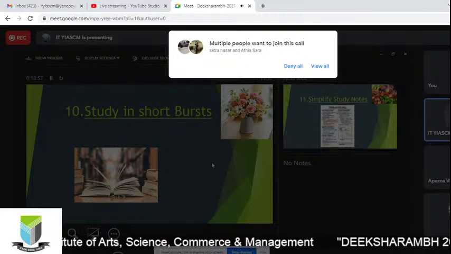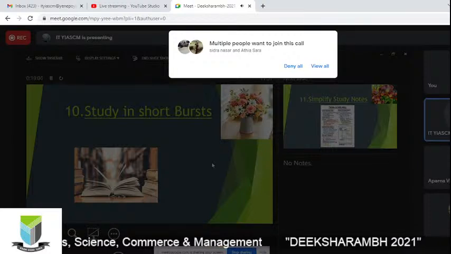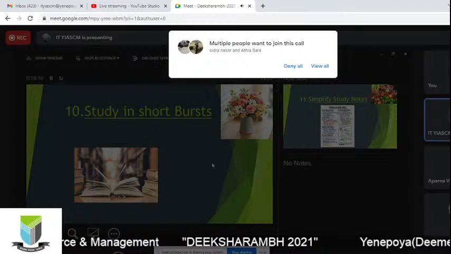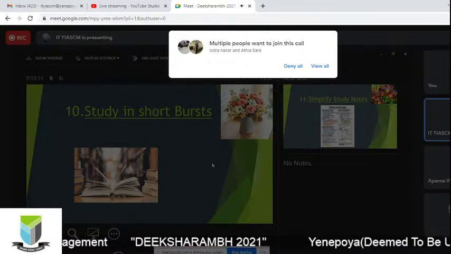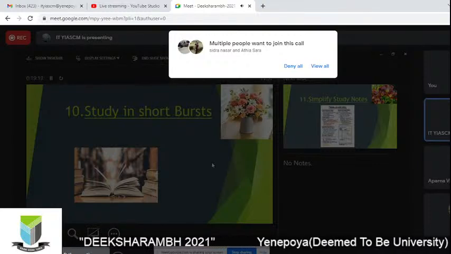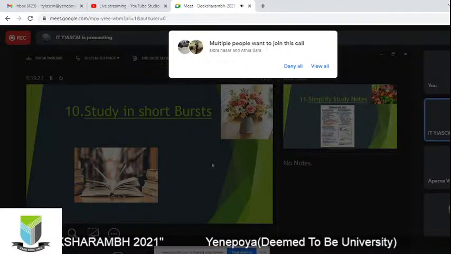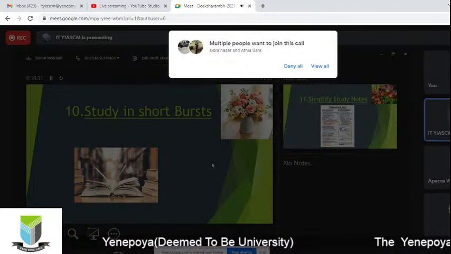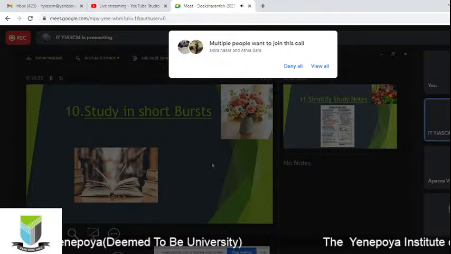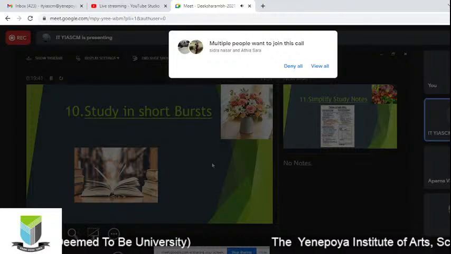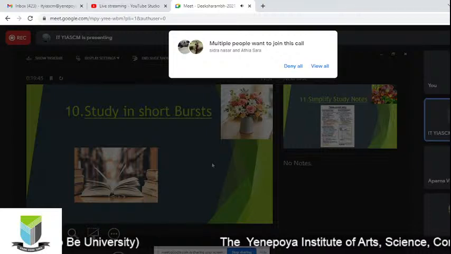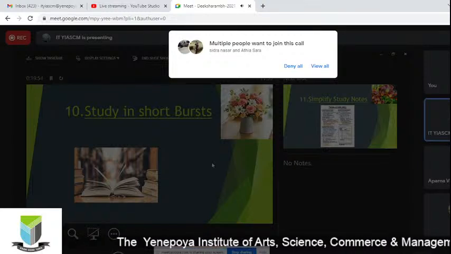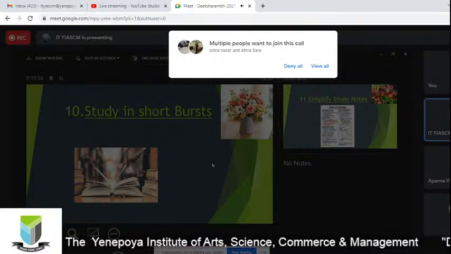The next tip, study in short bursts. Study in short bursts means you must take a break every 30 minutes. In your college, they give the break for short bursts, and also at home, whenever you study, take some break in between. For every 30 minutes you study, take a short 10 to 15-minute break to recharge, to recall. Short study sessions are more effective and help you make the most of your study time. For every 30 minutes, take the break if it is possible.